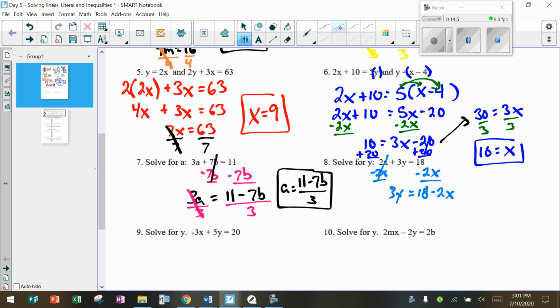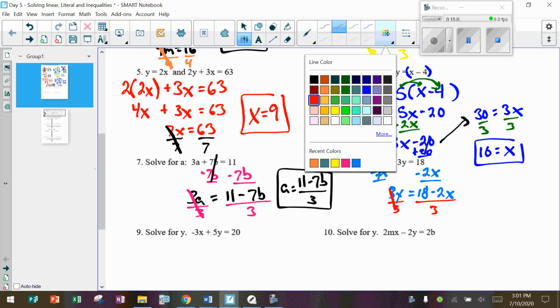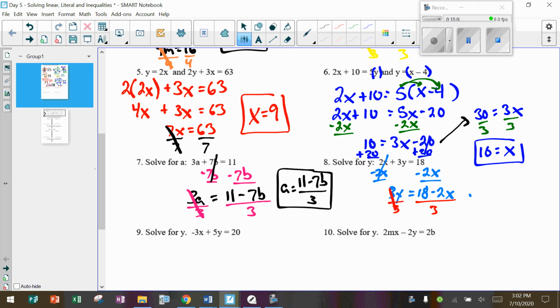Now, in order to solve for y, that means get the y by itself. I get rid of the 3 by using division. And that's it. Once y is by itself, I have it solved for y. That's what it means to solve for y. Get y alone. Whatever jumbled fraction or mess I have, just leave it. That's the answer. As long as y is by itself, we are done with that question.